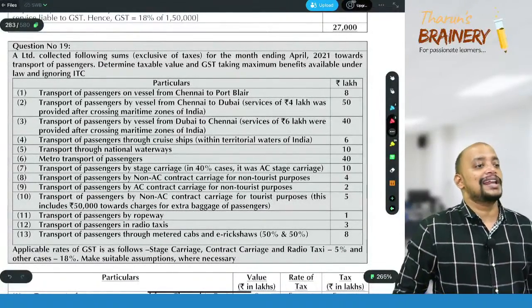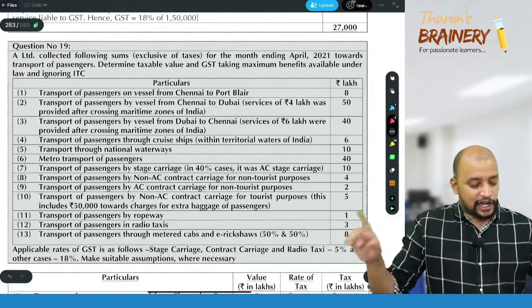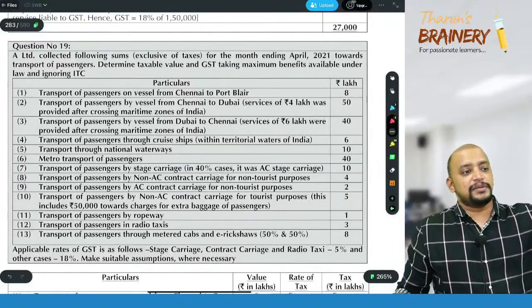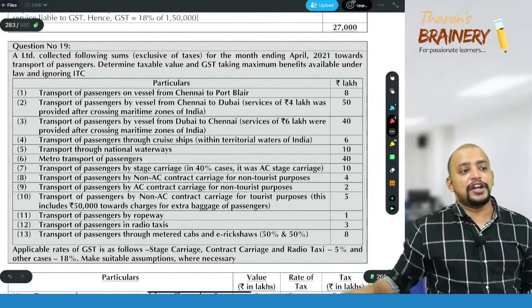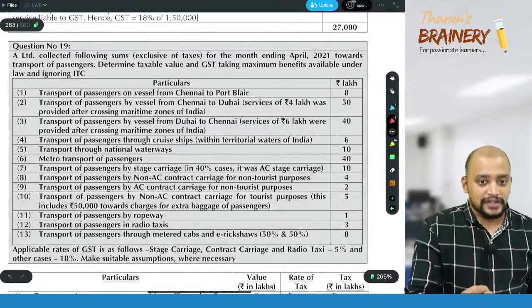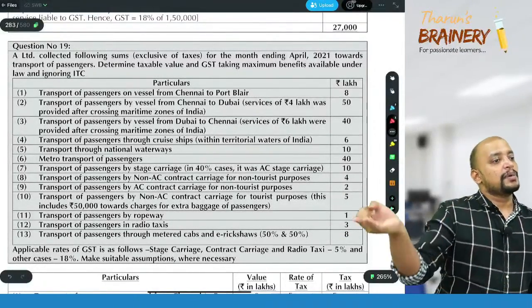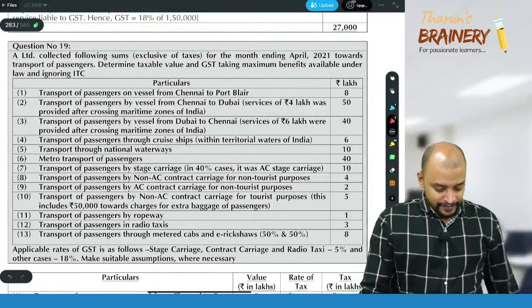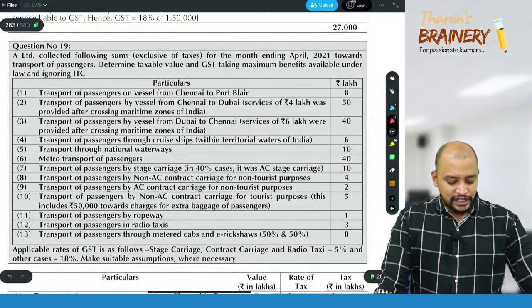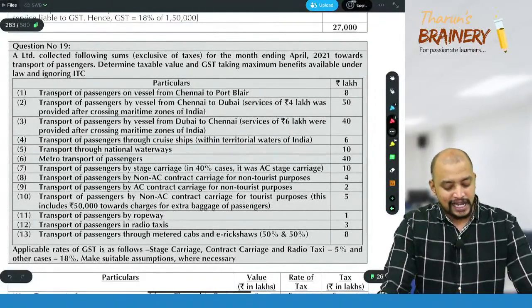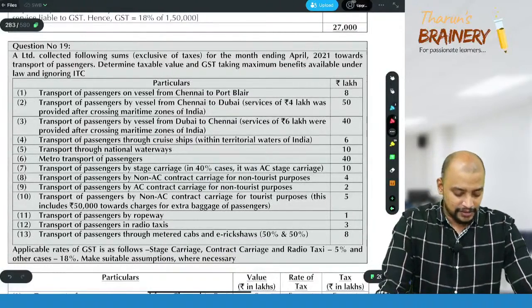Contract carriage is divided into two: AC and non-AC. AC is always taxable. Non-AC is further divided into two: on hire or tourism, taxable. Public transportation is exempted. Transportation of passengers by AC contract carriage is always taxable.